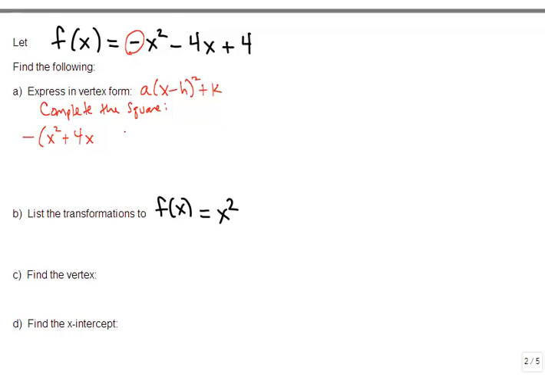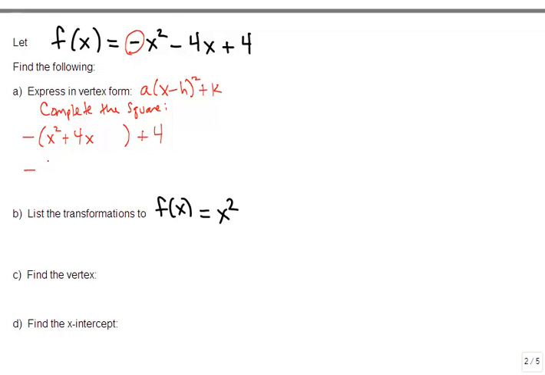Notice how I'm going to do this. I'm going to put a little space, close my parentheses, and this constant, this plus 4 on the end, I'm just going to leave off to the side. So I haven't really changed my function at all. I'm just writing it in a different way.